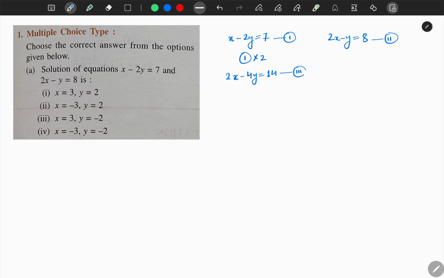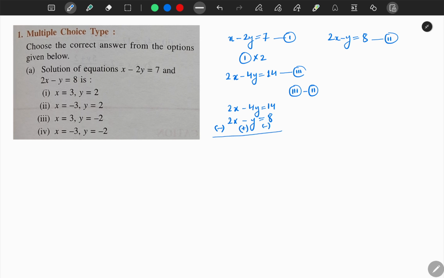Okay. Now if I observe, the coefficient of x is same in both the cases. Here also it's 2x and here also it's 2x. Now what I can do next is I can go for equation 3 minus equation 2. I'll write 2x minus 4y equals 14 minus 2x minus y equals 8. When I put a subtraction sign here, all of the symbols change.